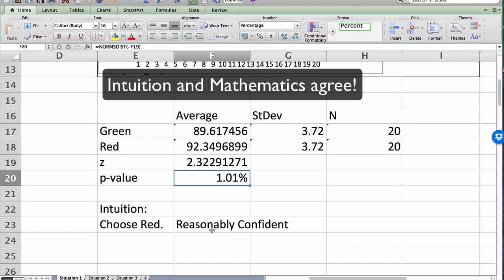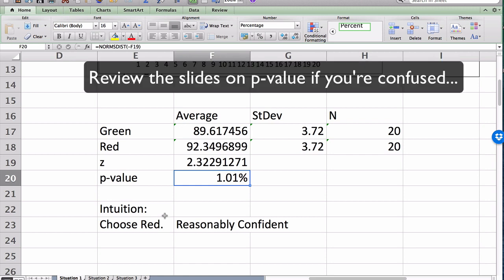And so this notion of reasonably confident, we can make it formal now, instead of having this squishy qualitative idea, and say instead that there is a 1% chance I made a mistake if I chose red. And why red again? Because when we interpret the p-value, we always interpret the p-value as choosing method 2.